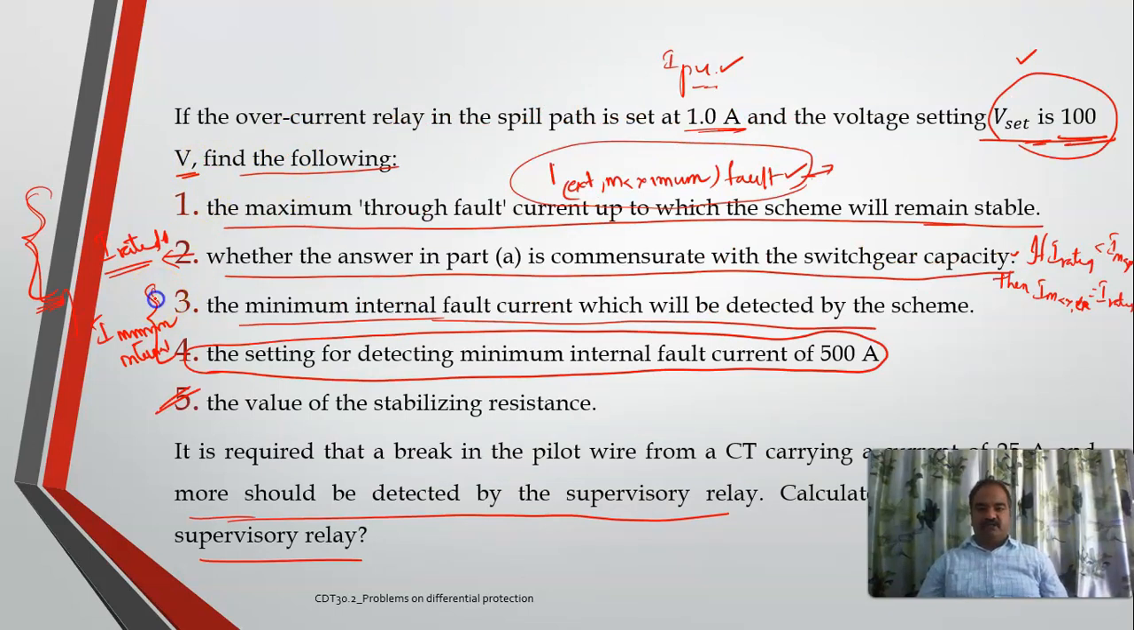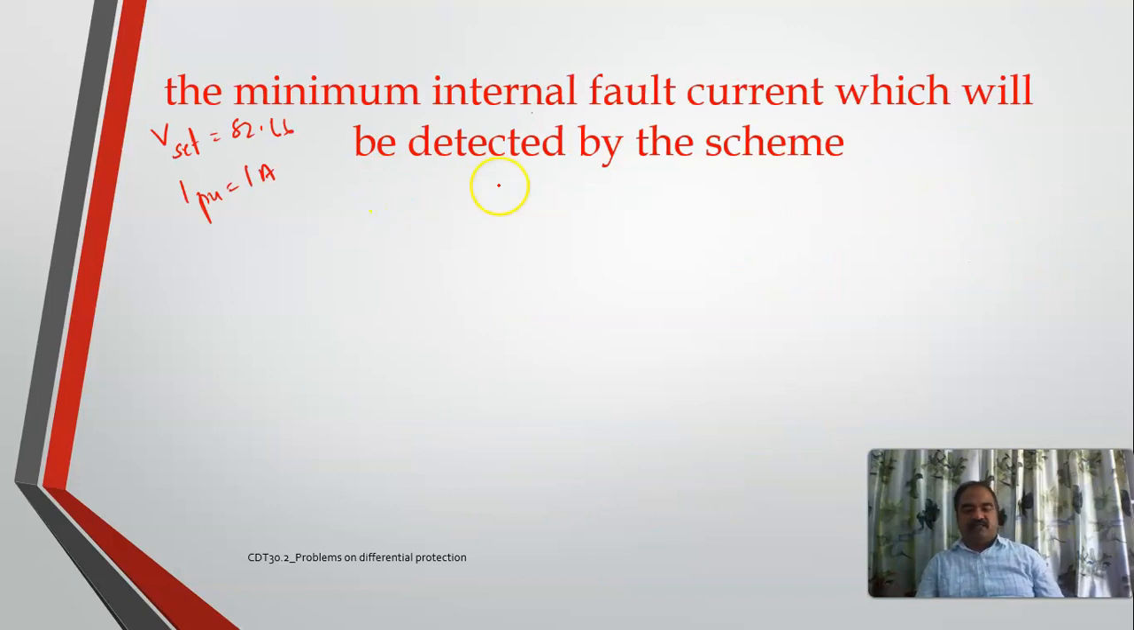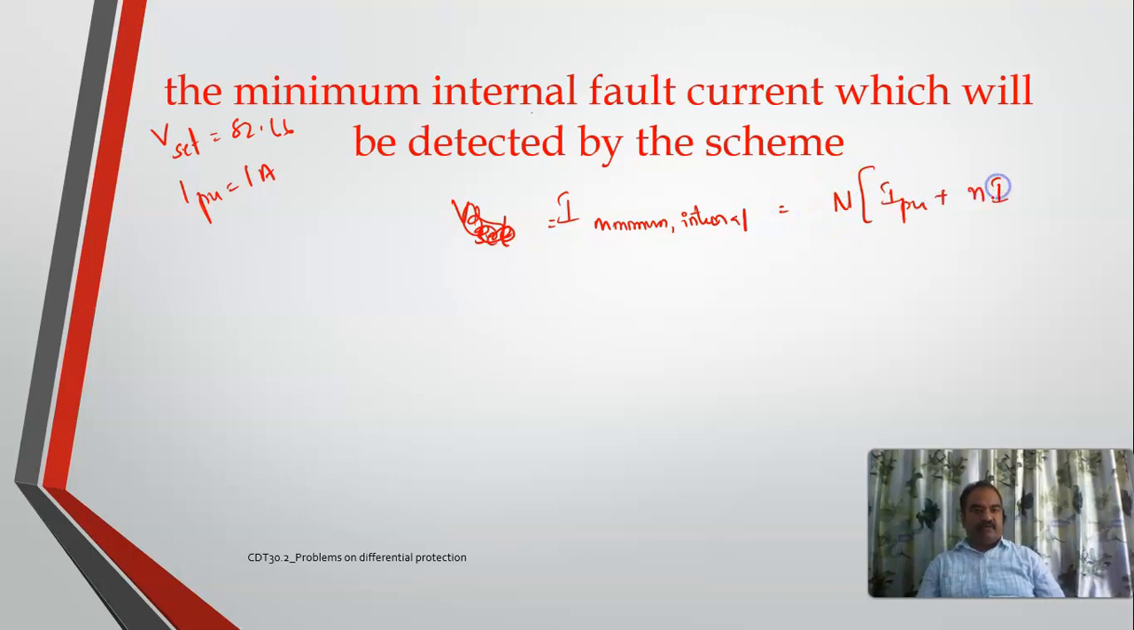Now we are moving on to internal fault current. The minimum internal fault current which you are supposed to detect. What is the minimum internal fault current which you are supposed to detect? We have the formula for that one. V set is equal to, right? So I minimum internal fault current is equal to capital N into I pickup plus small n into I naught. Right. This is 500.